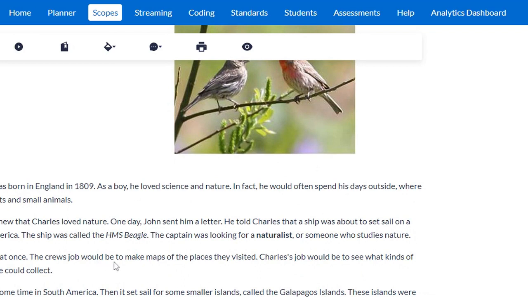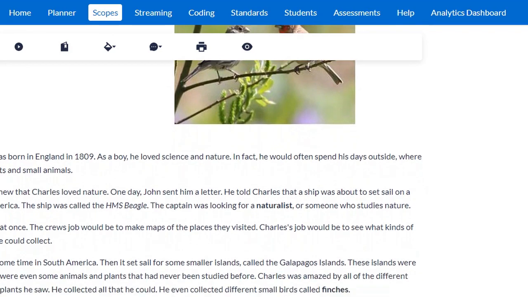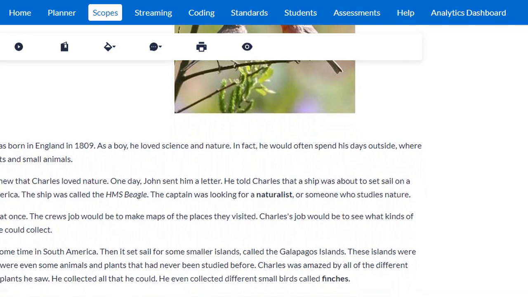The crew's job would be to make maps of the places they visited. Charles's job would be to see what kinds of plants and animals he could collect. The Beagle spent some time in South America. Then it set sail for some smaller islands called the Galapagos Islands.